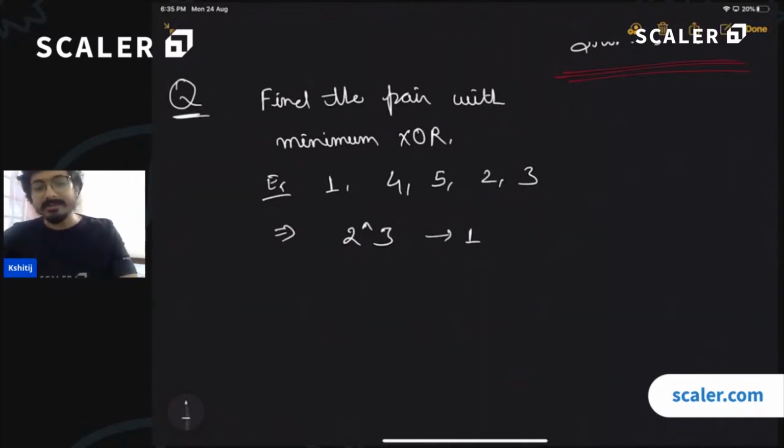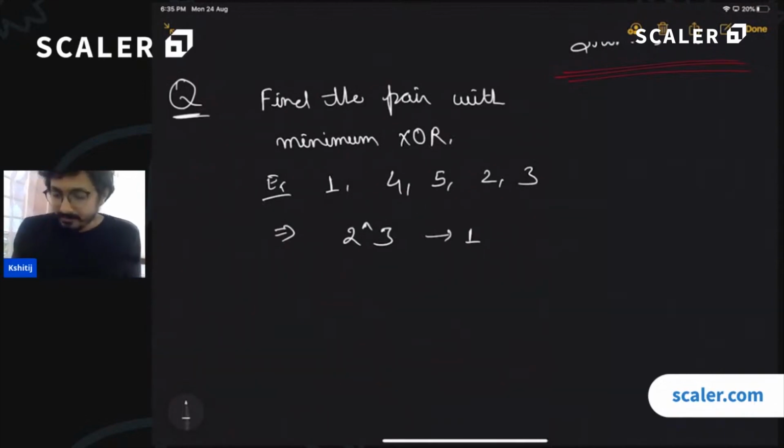Okay. Now some of you are saying that sort the array first. Why does sorting help here? Most of you who have solved the problem have used sorting for solving this problem, right? But why does sorting actually help in this case?